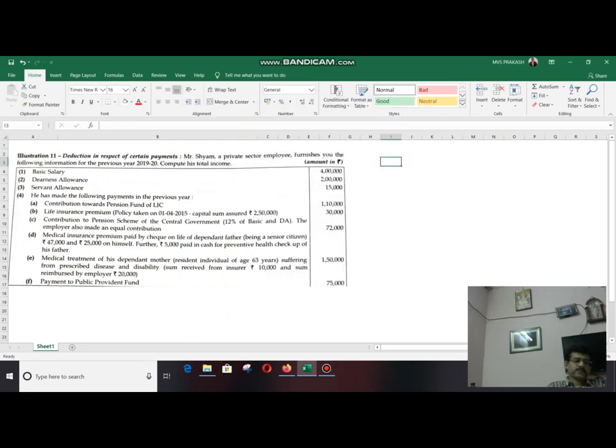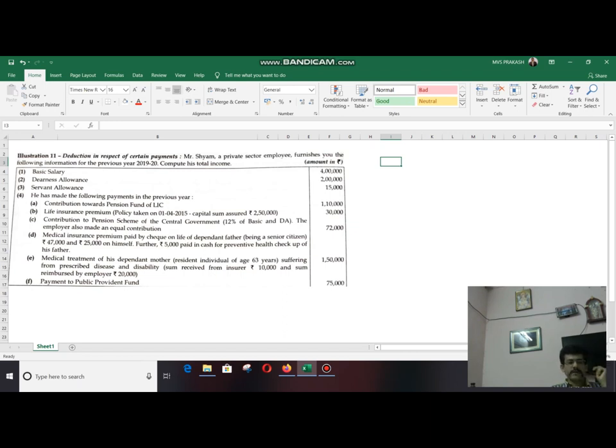Okay, so let us go to the problem. Mr. Shyam, a private sector employee, furnishes you the following information for the previous year. Compute his total income. Basic salary is given, DA allowance is given, servant allowance is given. He made the following payments in the previous year.